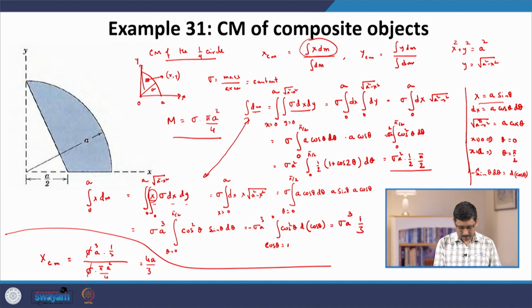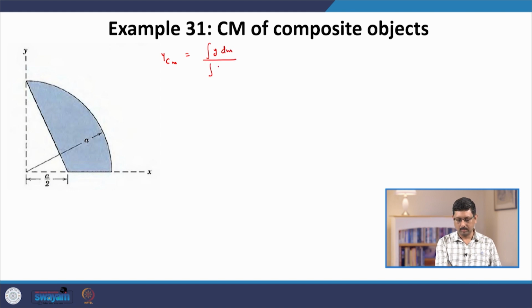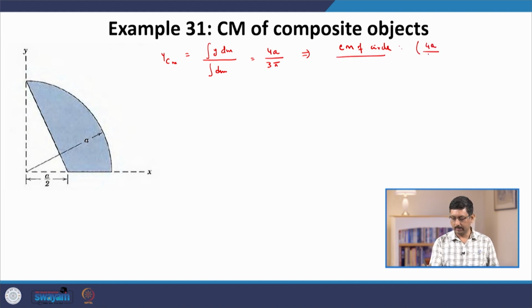You can do the same way, you can calculate the y coordinate of the center of mass, and I leave it to you as an exercise to show that y has the same value. So, this is also 4 a by 3 pi. So, that gives us the location of the CM of the circle, which is at 4 a by 3 pi comma 4 a by 3 pi.